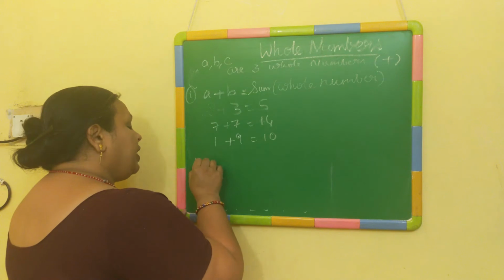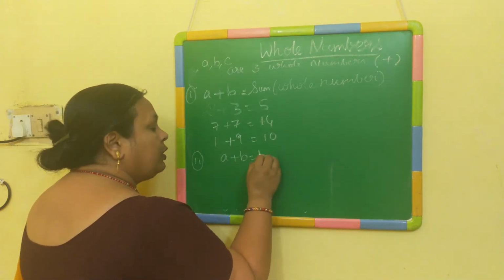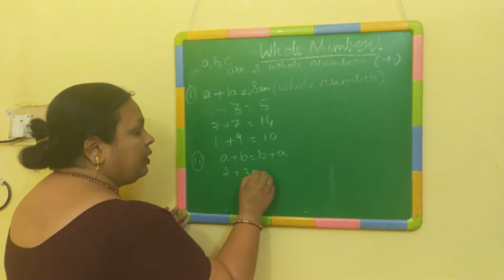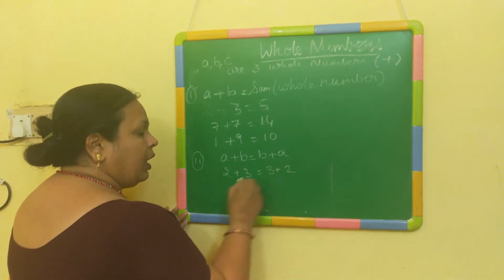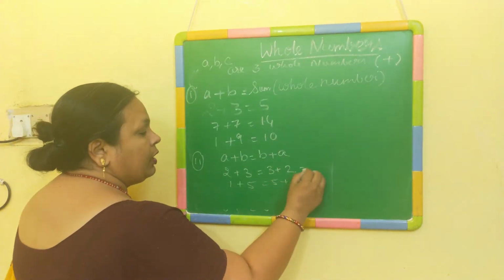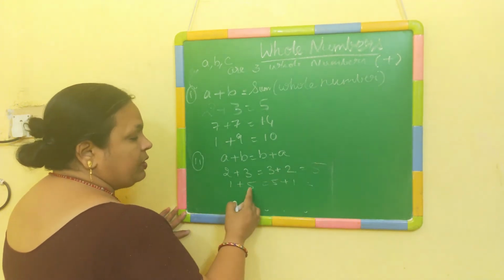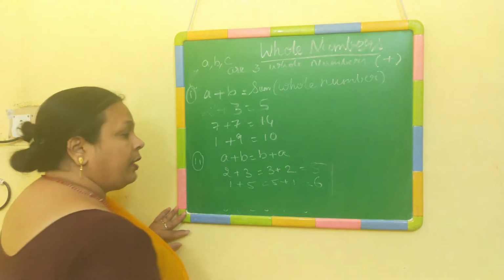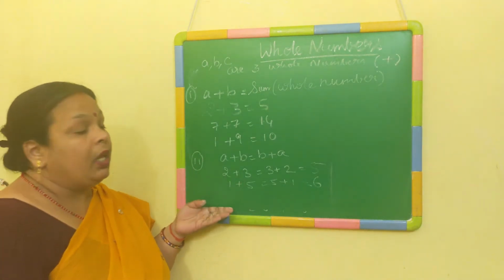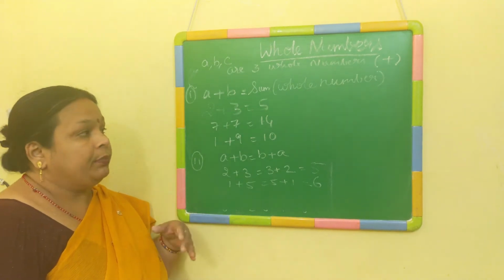Now we talk of the second property, where A plus B is equal to B plus A. That means 2 plus 3 and 3 plus 2 are the same. 1 plus 5 and 5 plus 1 are the same. 2 plus 3 is 5, 3 plus 2 is 5. 1 plus 5 is 6, 5 plus 1 is 6. Clear? Now when this condition is satisfied, we say that this is commutative property.